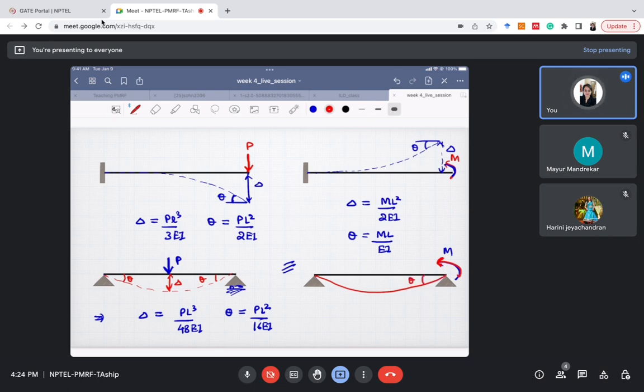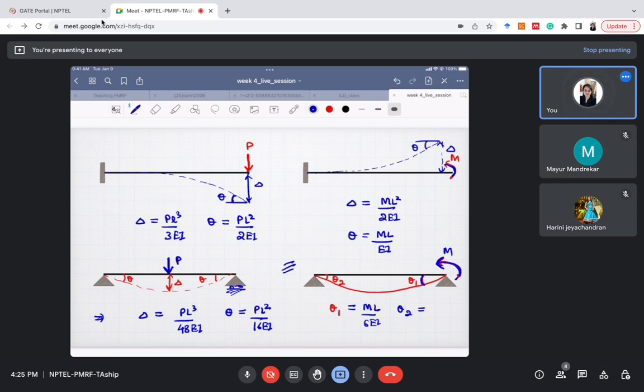Let's call it theta 1. Since this load is not symmetrical, since M is applied only here, theta 1 and theta 2 will be different. In this case the question will be asked about theta 1 and theta 2 only. Theta 1 is given by ML by 6EI, and theta 2 will be equal to, okay, just tell me whether theta 1 will be bigger or theta 2 will be bigger. You can ask and answer in the comments. If I apply a moment like this, will theta 1 be more or theta 2 be more?